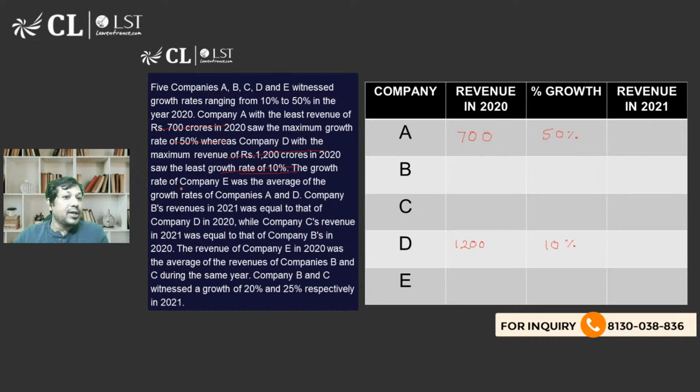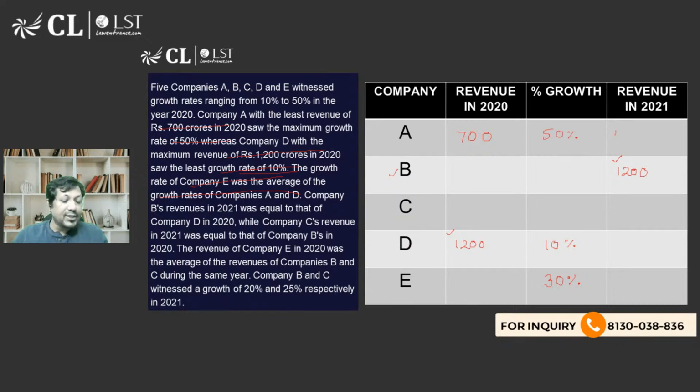The growth rate of company E was the average of growth rates of company A and D. So 50 plus 10 by 2, average is 30%. So growth rate of E is 30%. That's it. We have used this also. Company B's revenue in 2021 was equal to that of company D's revenue in 2020, so that is directly going to be 1200.